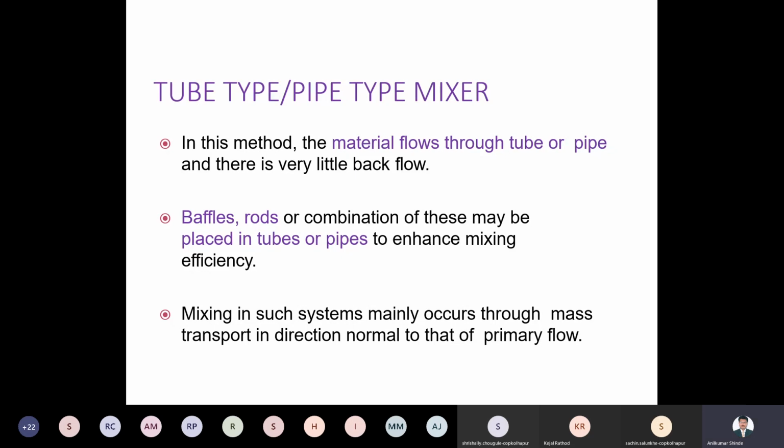These are mixing systems in which mass transport occurs in the direction normal to the primary flow. So this type of mixing can use fluid jet type mixers. We pass the liquid from one container to another, or one place to another, and in between different baffles or rods are attached, so the highest mixing is possible. So this is about mixing.